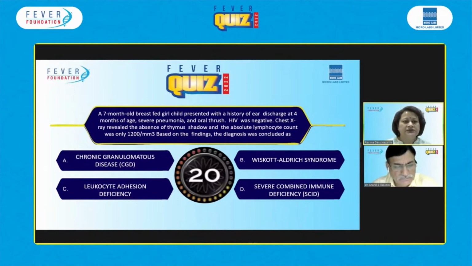A 7-month-old breastfed girl child presented with a history of ear discharge at 4 months of age, severe pneumonia and oral thrush. HIV was negative. Chest X-ray revealed the absence of thymic shadow and the absolute lymphocyte count was only 1200. Based on the findings, what is your diagnosis? Is this a case of chronic granulomatous disease, Wiskott-Aldrich, leukocyte adhesion deficiency, or severe combined immunodeficiency? Your time starts now.